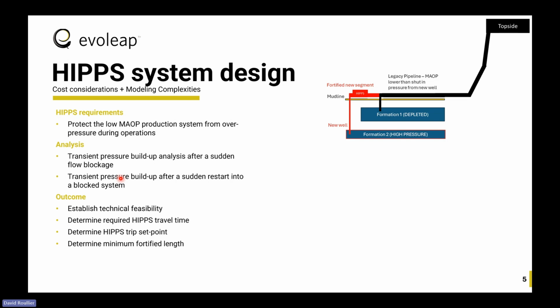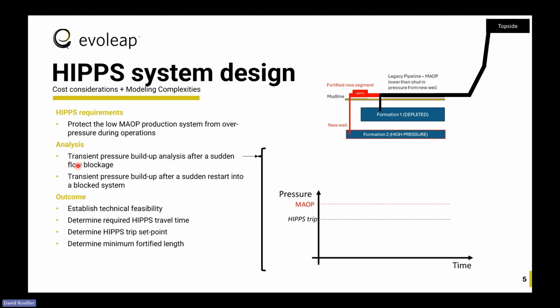The second sizing scenario is an accidental restart into a blocked system, so everything is closed, and suddenly you open the wellbore when you shouldn't have opened it. And that can also be a sizing criterion. But let's discuss, like I said, the transient pressure buildup after a sudden peak flow blockage. So on the x-axis here, we have the time. On the y-axis, we have the pressure. And we're going to be looking at what happens basically at the spec break location with pressure.